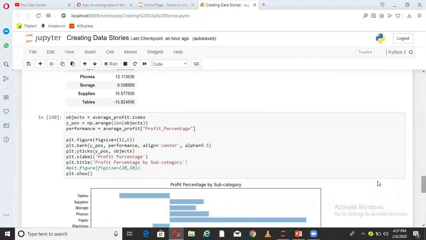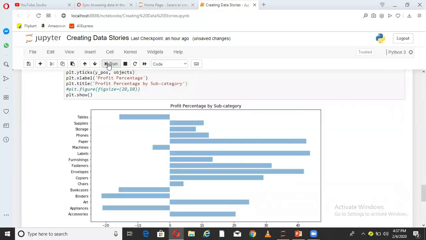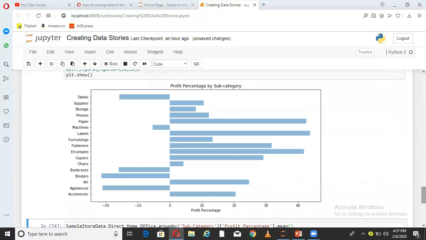Now I come here and this is for consumer section only, because consumer section has lowest profit percentage. Now, which of these subcategories are contributing more to that lowest profit percentage? We can see tables are close to 15% negative, machines are close to 5% negative, bookcases give close to 17-18% negative profit, binders give more than 20% negative profit, appliances give close to 20% negative profit margin. On the other hand, there are some big numbers on the positive side as well. For example, paper, labels, envelopes.